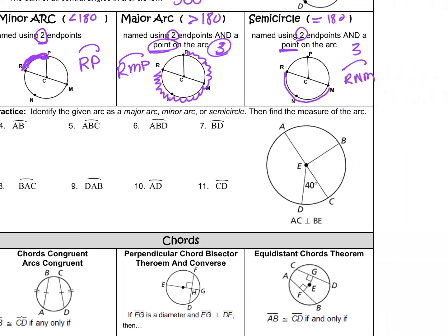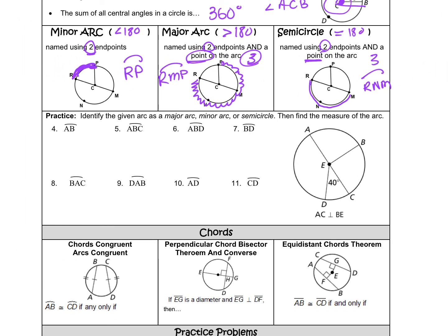So let's go over here to this picture right here. First thing I know is that it says right here that it has perpendicular. So I know that this angle right here is 90 degrees and this angle right here is 90 degrees. I also know that since this is a linear pair right here, these two angles have to add up to 180 degrees. So I know that this angle right here is 40 degrees. So remember, it's the same as the central angle. So this would be 90 degrees, 90 degrees, 40 degrees. This would be 140 degrees.